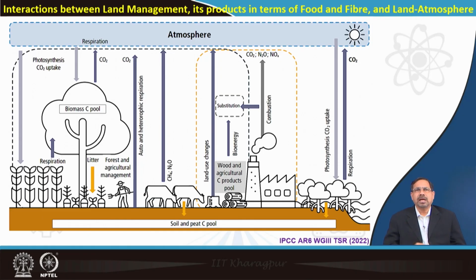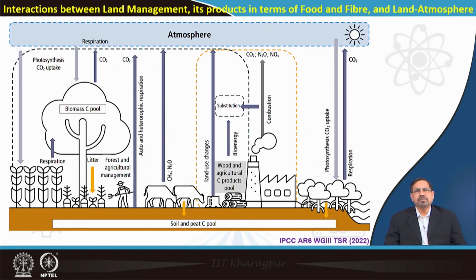Friends, we understand there is an interaction between land management, the products it offers in terms of food and fiber, and the interaction between land and atmosphere. If we look at this diagram, on the upper side you have the atmosphere, and at the bottom you have the soil, peat and carbon pool, that means our soil sphere or lithosphere, and in between we are talking about the biosphere, where a lot of interactions happen in terms of emission and carbon emission.